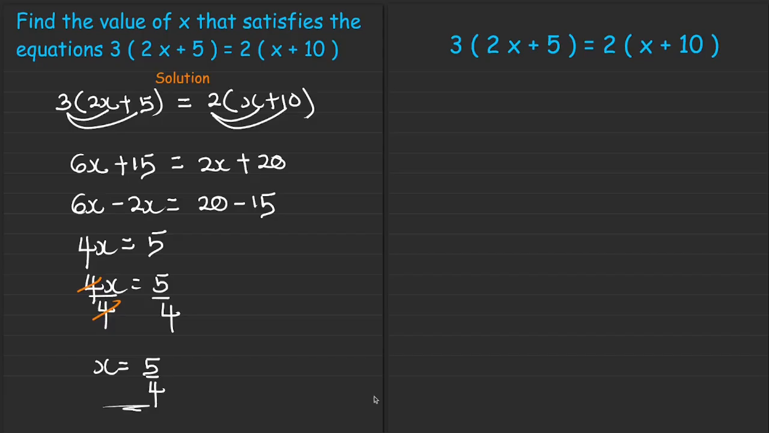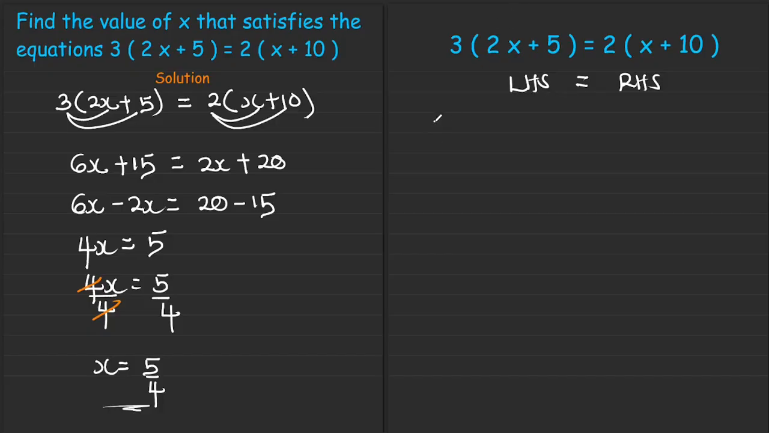So we know an equation is true if and only if the left hand side is equal to the right hand side. Now, if this is not true, then the equation is not true. So if we want to confirm that what we have is correct, then we have to do substitution.